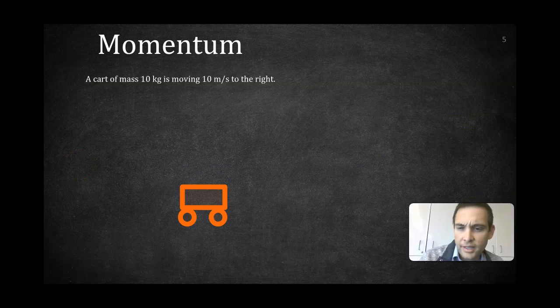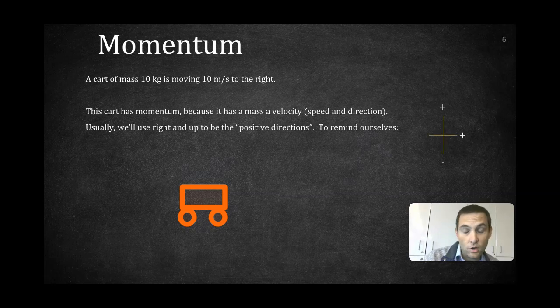Let's take a look at an example. A cart of mass 10 kilograms is moving 10 meters per second to the right. We would say this cart has momentum. It has a mass and a velocity. Velocity is speed and direction. Usually we're going to use right and up to be positive directions.